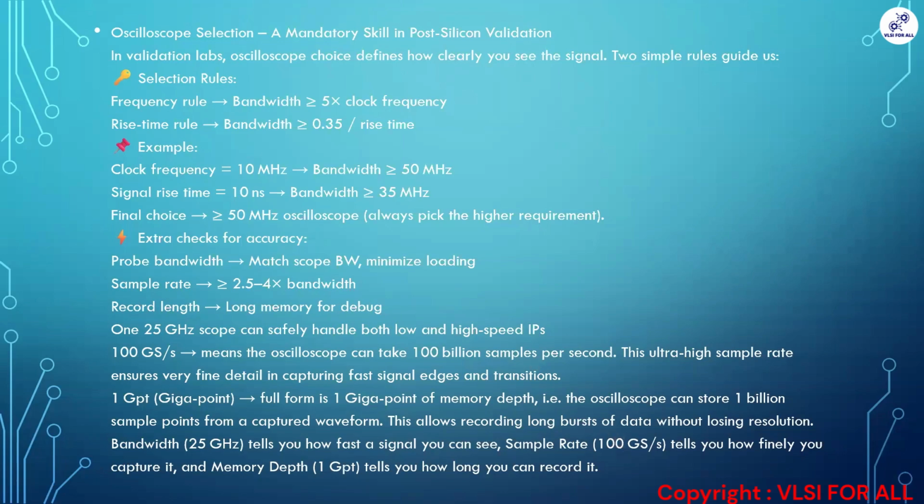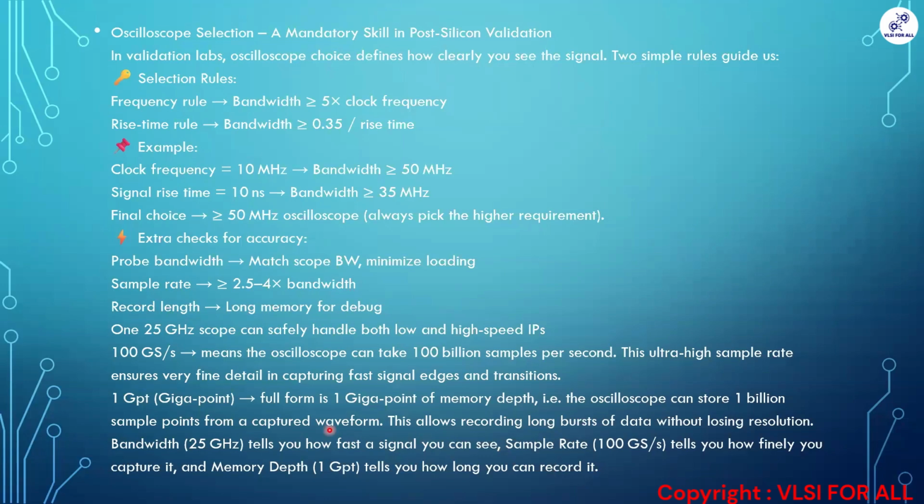And bandwidth tells you how fast a signal you can see. Sample rate will tell you how finely you can capture it, and memory depth is how long you can store it. Three parameters are important: bandwidth is how much signal you can see, sample rate is how many billions of samples per second you can sample the signal, and memory depth is how much time you can store.